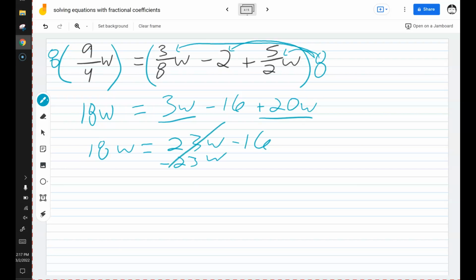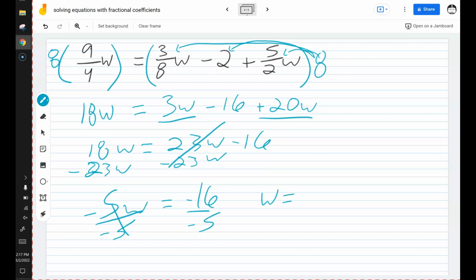Okay, take the w's over. That's a 2 right there. Okay, that gives us negative 5w is equal to negative 16. Divide away the negative 5. w equals 16 fifths. Negative divided by negative is positive, so 16 fifths.